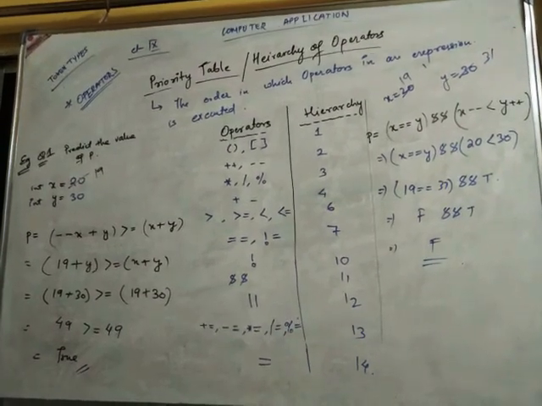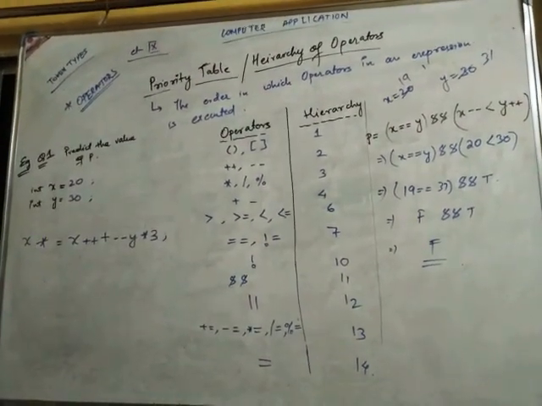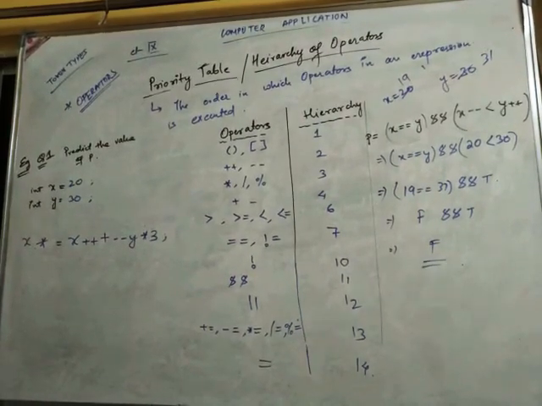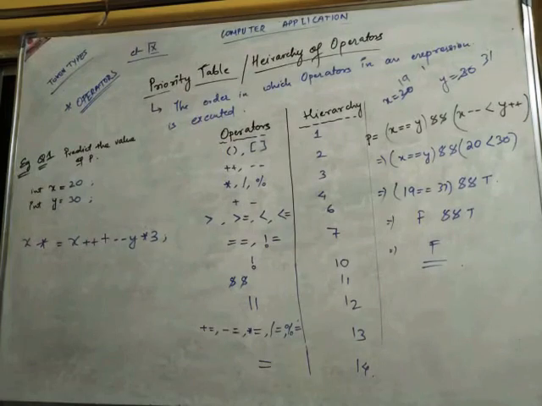Next one. The question is x *= x++ + --y * 3. So we don't have brackets here. We have plus plus and minus minus in this expression. The shorthand operator x *= has priority 13, which will be solved at the last. So first you start with your plus plus or minus minus. They have the same priority.